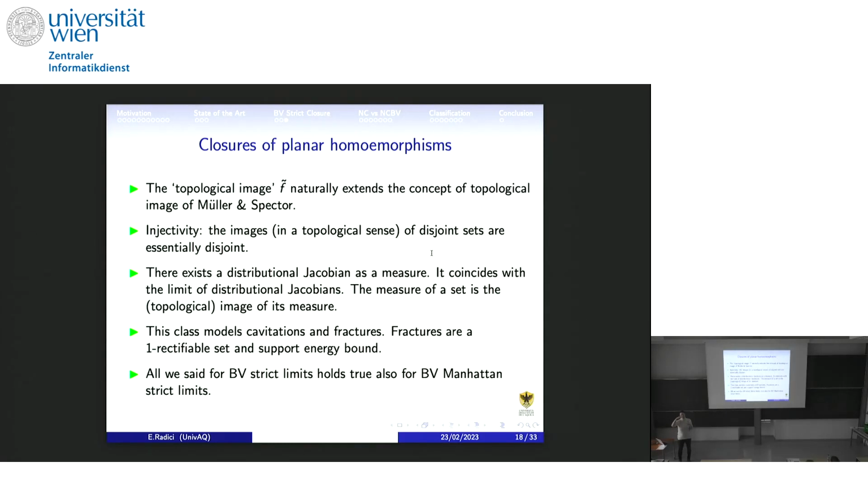Basically, if you are BV, the restriction of your function is BV on almost every line. So you can work on the lines, vertical and horizontal slices, and being BV there and strictly converging there means that you are actually just Manhattan strictly converging. So all the properties pass also to this weaker sense.